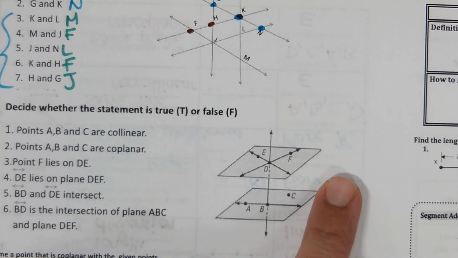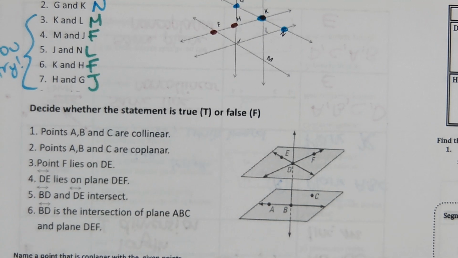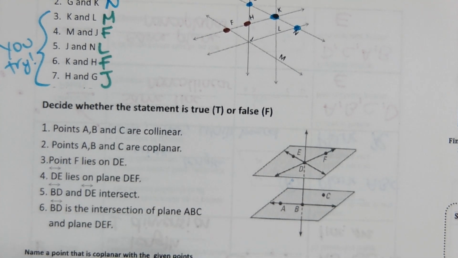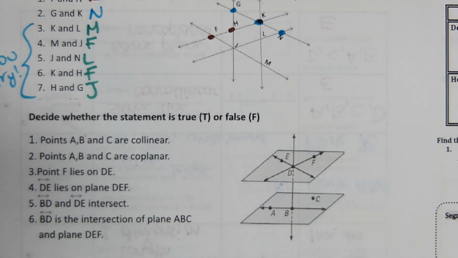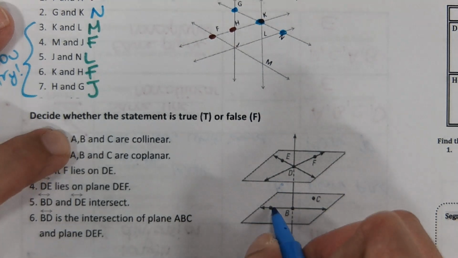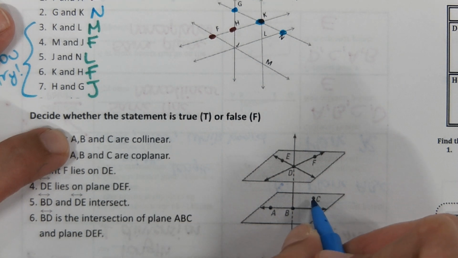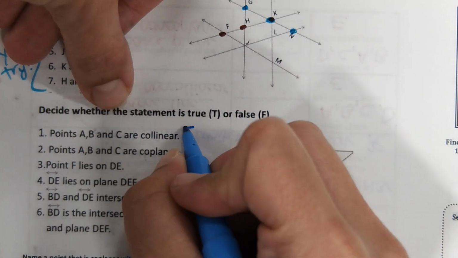It says decide whether the statements are true or false based on this diagram over here. So as we read these statements, we're just going to look at the diagram and determine whether they're true or false. So it says points A, B, and C are collinear. So I look for A, B, and C, and they do not fall in a straight line. So this would be false.